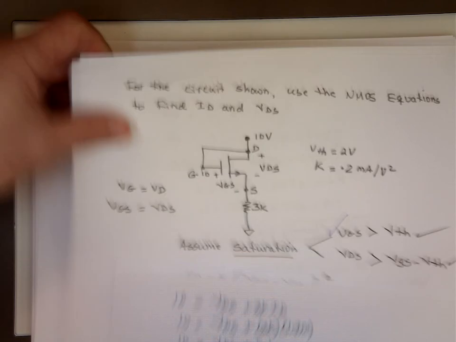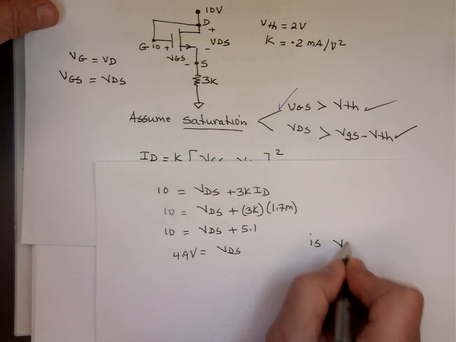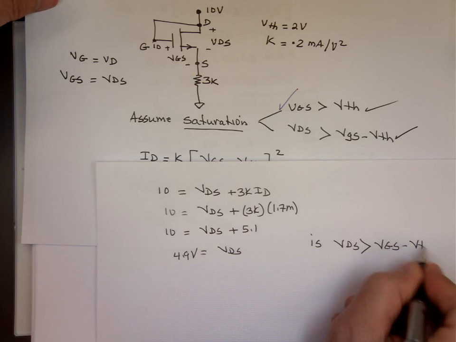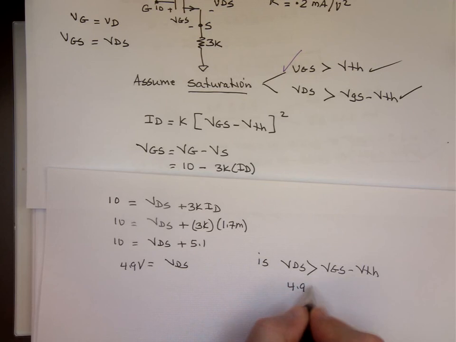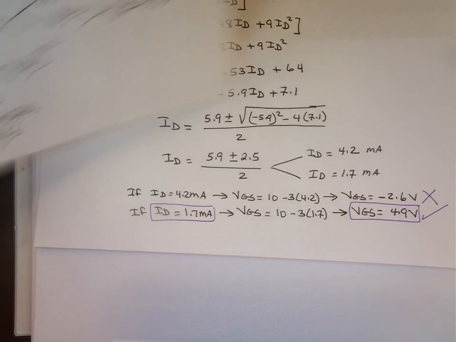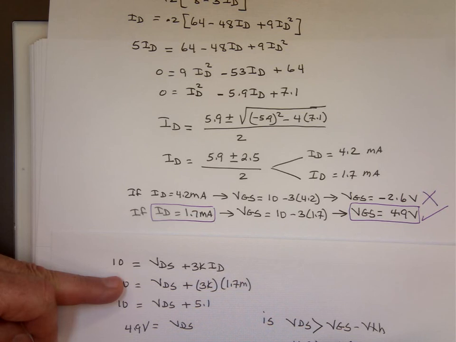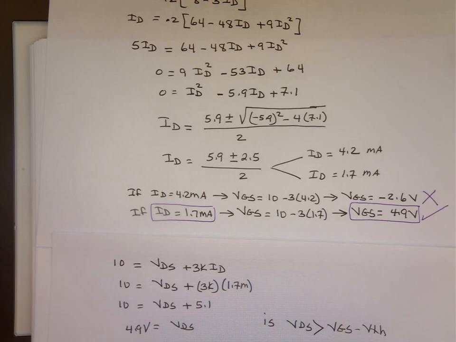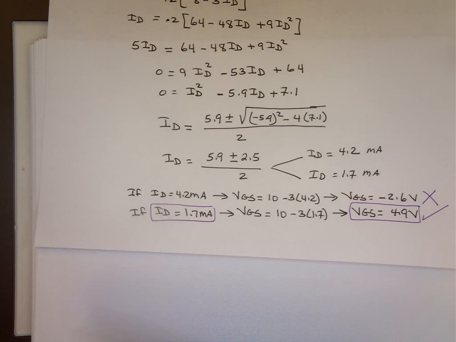So let's see if my second condition is true. Is my VDS bigger than VGS minus the threshold voltage? My VDS is what? 4.9. Is that bigger than VGS, which is, I have that somewhere. Where was it? On the next page. 4.9 down here. Minus the threshold voltage that was given to us to be 2, and that's yes. So my assumption is correct. My numbers are good. So here are my answers.